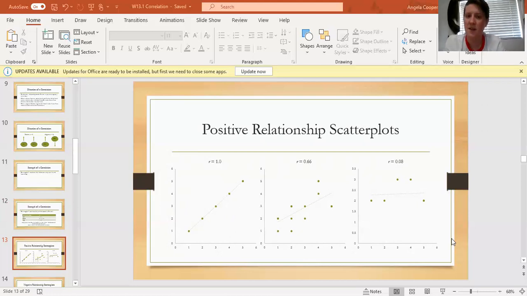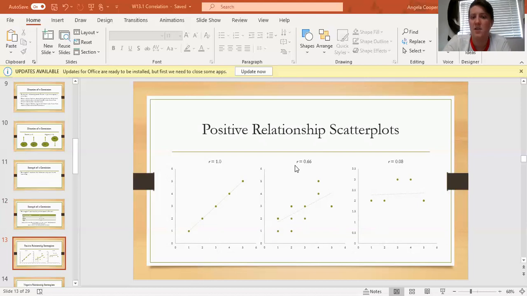We don't often get perfect correlations when we're looking at research in psychology. It doesn't happen all that much. But just know that a perfect positive relationship of r equals 1.0, if we were to graph that on a scatter plot, is just a straight line. With positive relationships, you'll notice that the dots on the scatter plot are going in an upward direction, starting from the bottom and going to the top, from left to right, I should say.